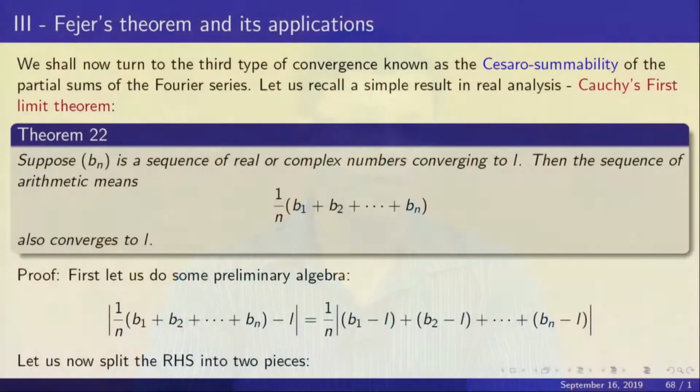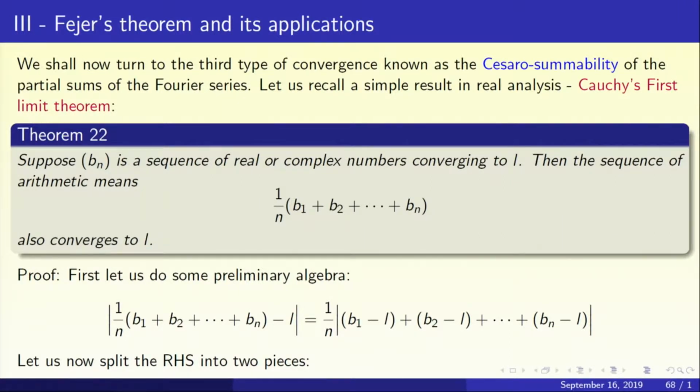So let's get to the proof of this theorem. The proof is very simple. It's as simple as the intuition itself. In fact, it is just this intuition converted into a proof. So let us first begin with some preliminary algebra. The arithmetic mean 1 upon n (b1 plus b2 plus etc. plus bn) minus L, in absolute value.